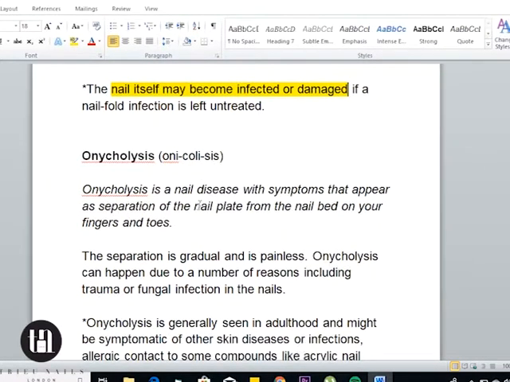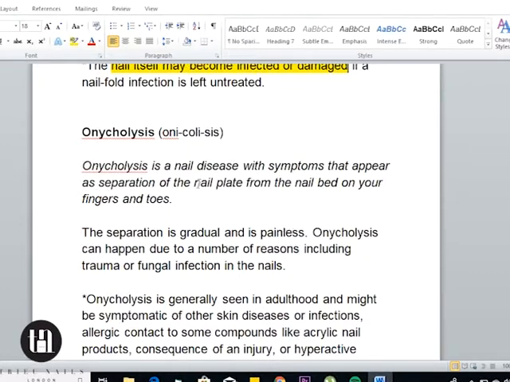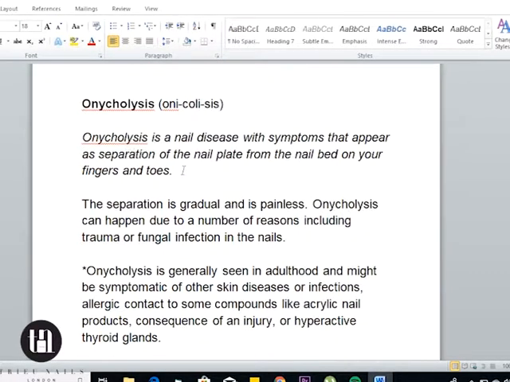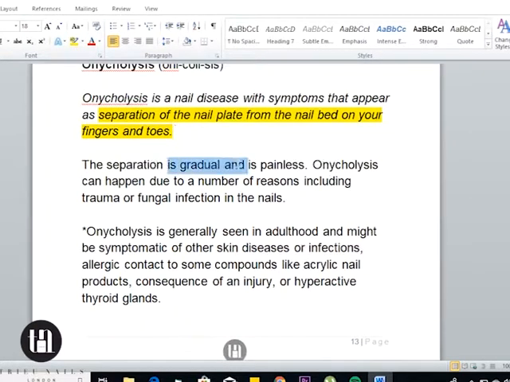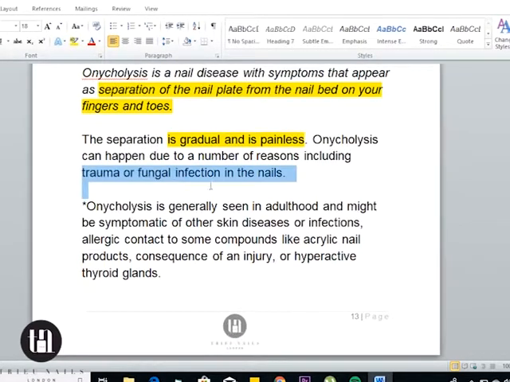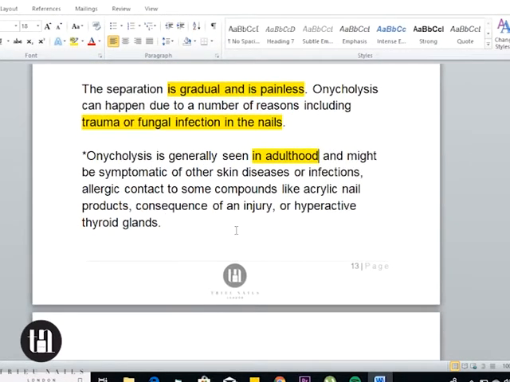The next nail disease we have is onycholysis. What it basically is is a separation of the nail plate from the nail bed on both your fingers and toes. It's quite gradual and painless, and it can happen due to a number of reasons, including trauma and fungal infection. It's quite common in adulthood more than childhood. It can be symptomatic of other skin disease infections. It could be allergic reactions to some compounds like acrylic nail products, or a consequence of an injury, or hyperactive thyroid glands.